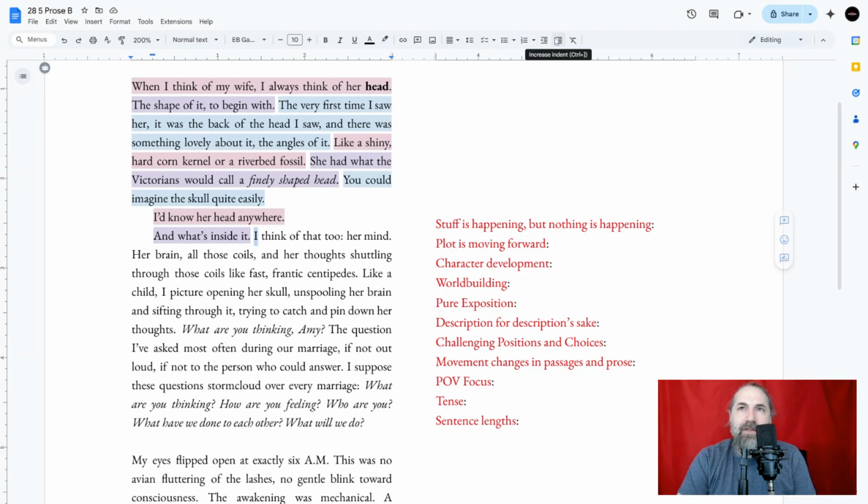I think of that too. Her mind. Now, what's important here is, and what's inside it? The movement leads to, I think of that too. Her mind. Okay. It is going inside. And what's inside? We're talking about her mind. That's the movement. That's the connector. So the sentence leads in there.